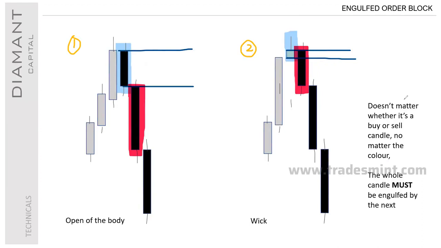Like I said here on the right, it doesn't matter whether it's a buy or a sell candle, no matter the color, the whole candle must be engulfed by the next one. So like here, we've got two cases. We've got the black one and then the gray one. It does not matter whether it's the gray or the black, whether it's an up or a down candle. It's the candle that gets engulfed in the next one completely.